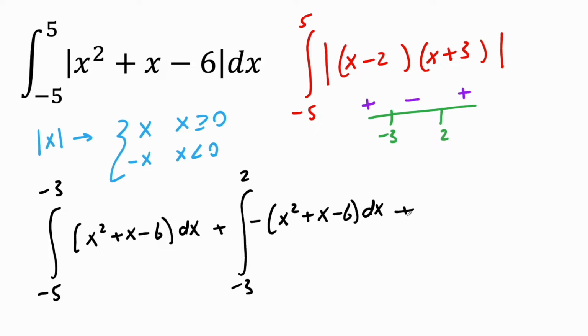Now I'm going to put another plus sign, the integral, this time from 2 to 5. And that will work because from 2 all the way to infinity, it's going to behave like positive. So 2 to 5. I'm going to copy this version. So parentheses, x squared plus x minus 6, close it, dx. Now I'm going to need more space, so I'm going to copy it to the next slide.